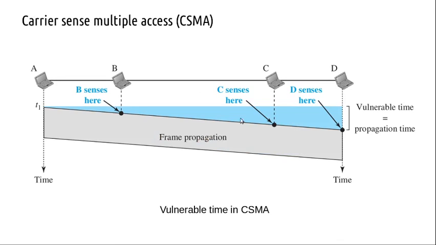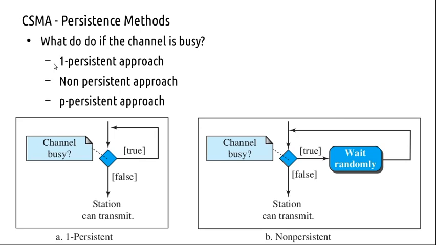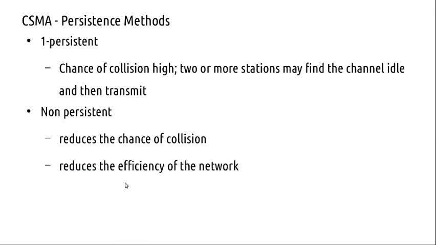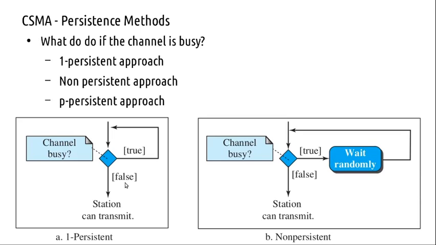There can be different approaches. One, if the channel is busy, what to do? One particular approach is the one persistent approach. It will just check whether the channel is busy or not. If it is not busy, it will transmit. So there can be collisions. The CSMA one persistent approach will bring about collisions. There is a very high chance of collision in the one persistent approach.